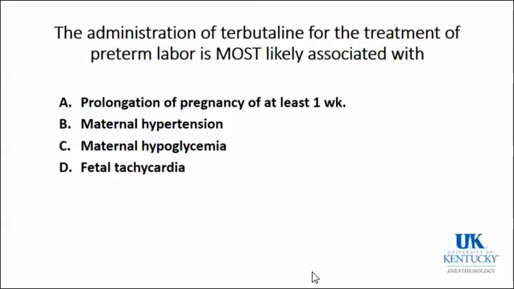So moving on to tocolytics. This tends to be a topic some years they like to cover. What are the adverse effects of tocolytics? So the administration of terbutaline for the treatment of preterm labor is most likely associated with which of these following? And the answer is going to be actually fetal tachycardia. None of the tocolytic drugs have been shown to significantly extend pregnancy. Mostly they might help get you a couple of days in order to get things like steroids in for fetal lung maturation. Terbutaline actually will vasodilate.